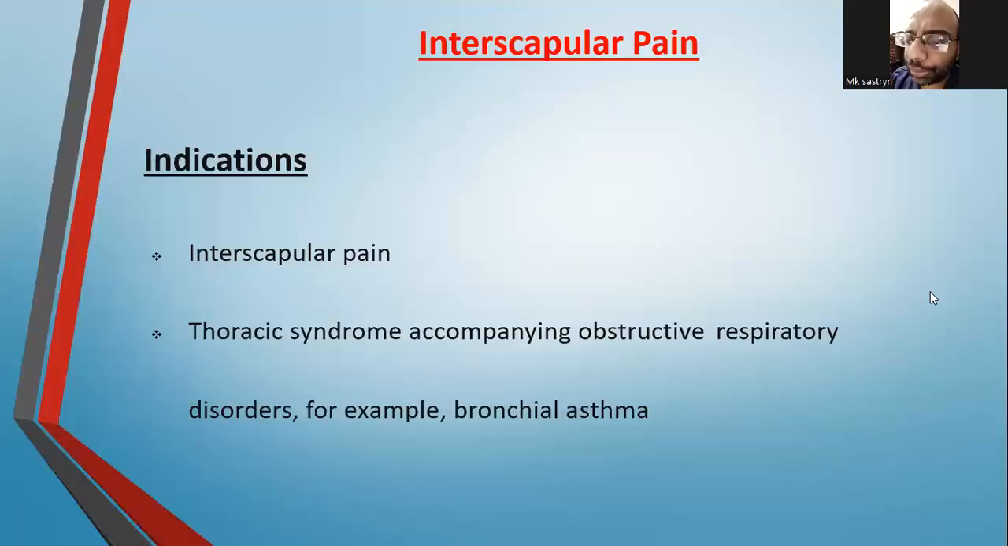There are more other points which you have to use for that. It is SP9, SP6, 77.21, 23, 24. Now I'll show you intrascapular pain. Is it clear to all of you?